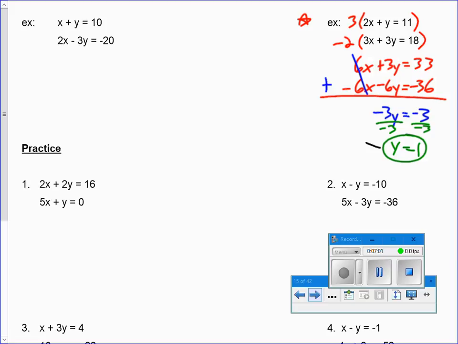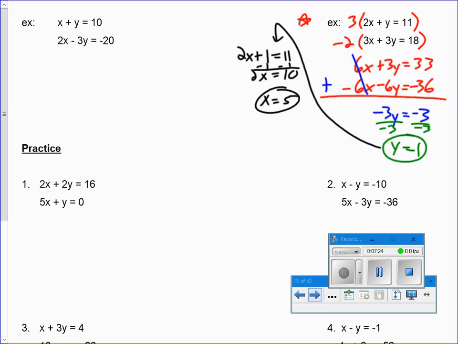Remember, I still have to take this number and solve for x. So I plug it into whichever equation is easier. The first one here might be a little bit easier. So I'll use 2x plus 1 for y equals 11. So 2x is 10 after subtracting 1, and then x is 5. Remember to always write your answer for a system of equations as an ordered pair. So 5, comma 1.